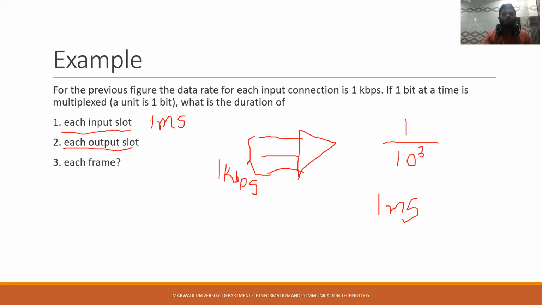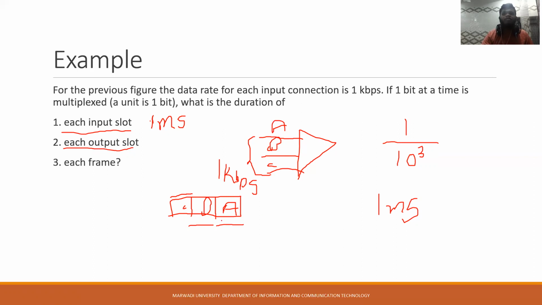Then each output slot. So what we saw earlier, that each frame would be divided into the number n, which is the number of connections. So here we will have A, here we will have B, here we will have C. Like if we name it like this, then what would be the output duration of each slot? So what would be the single slot's output duration? The output duration of all three will be equal.